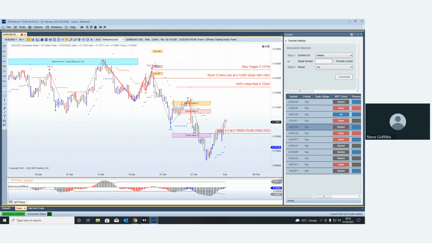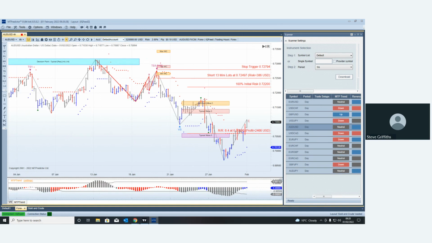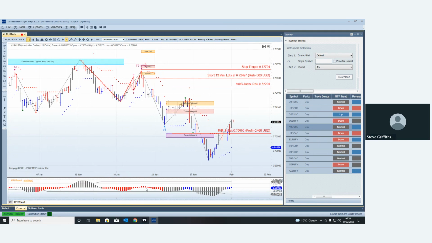The initial move came down. We then had an ABC correction, albeit a very choppy ABC correction. Our MTP trend had turned red to signal the trend was down. We then had our TS1 trade setup. If I take everything off, there's our TS1 trade setup. It was actually a W3 trade setup, a wave 3 trade setup.